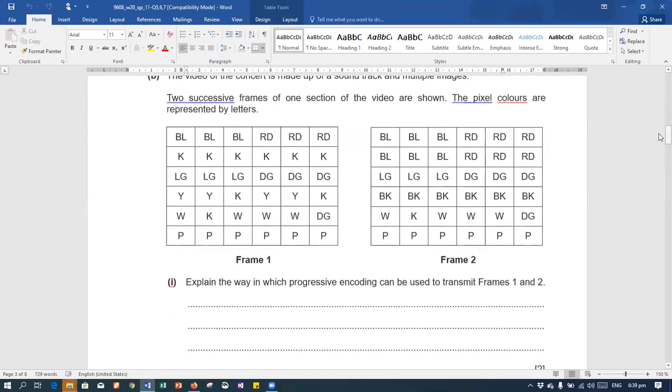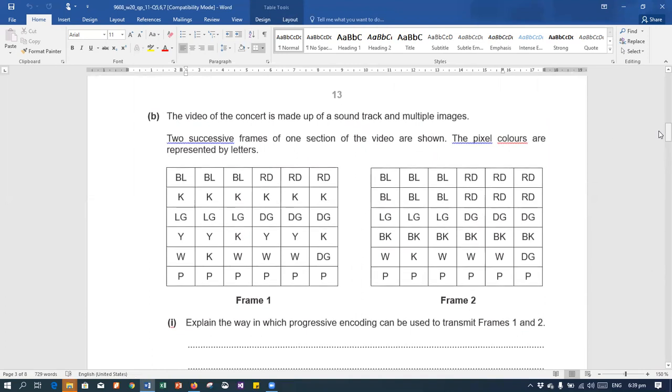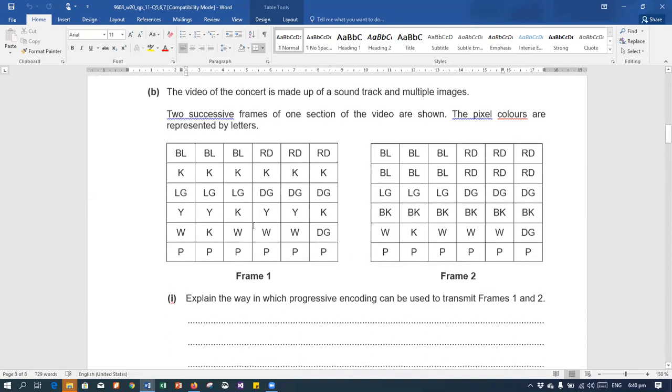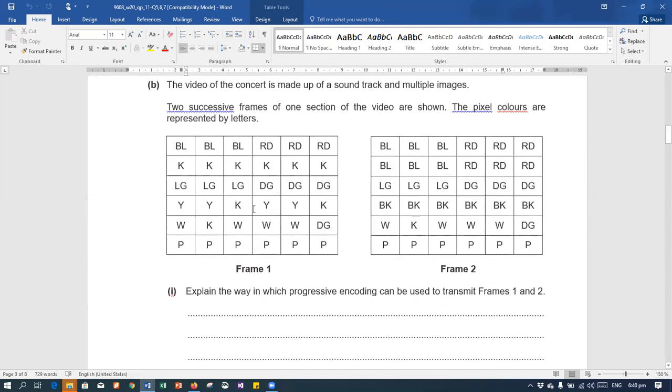These are the frames of the video. The video of the concert is made up of a soundtrack and multiple images. 2 successive frames of one section of the video are shown. The pixel colors are represented by letters. Explain the way in which progressive encoding can be used to transmit frames 1 and 2.